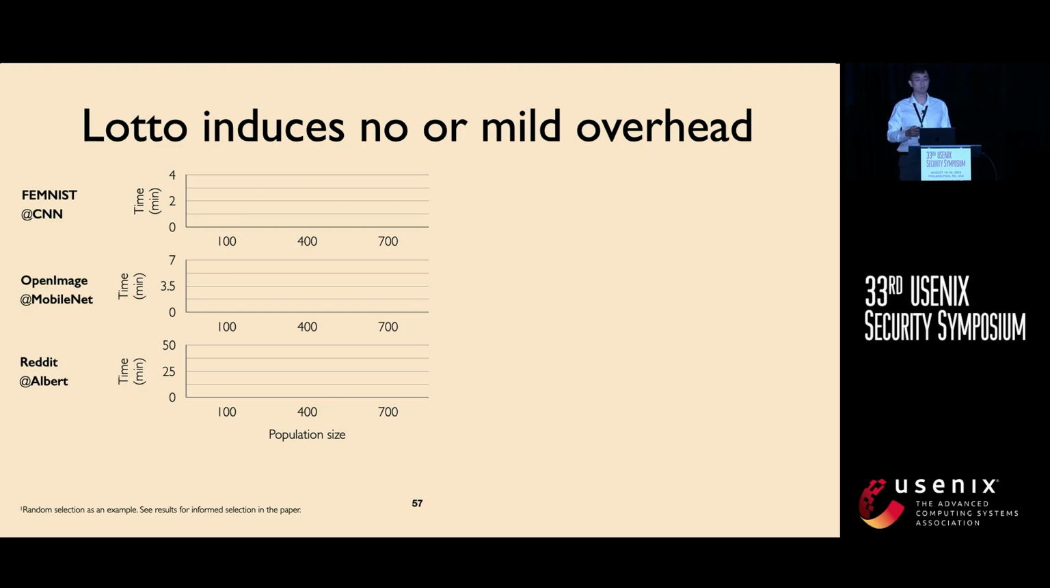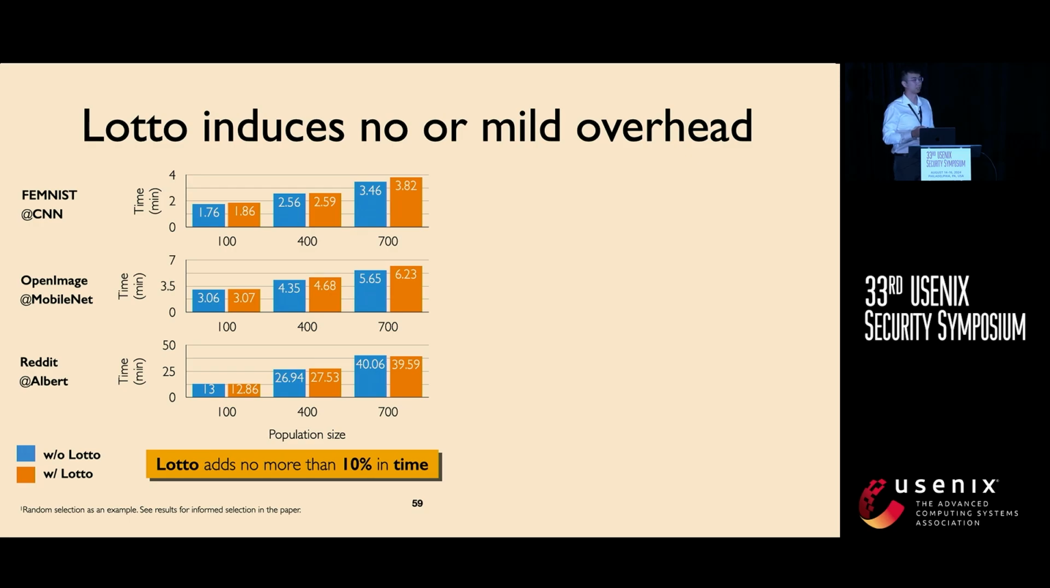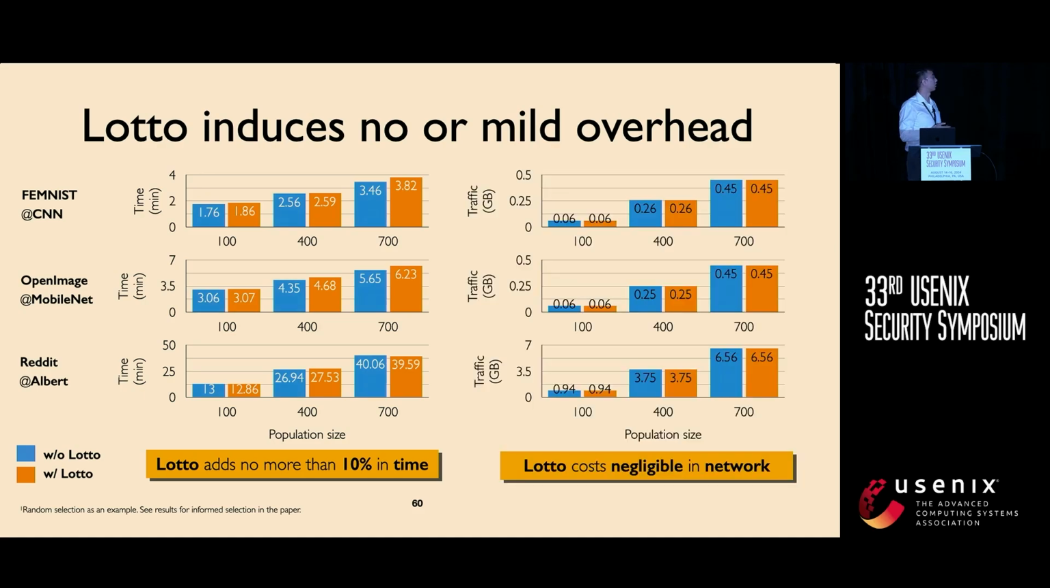To show this, we conduct some FL experiments over different FL testbeds and over different population scales. If you first take a look at the runtime performance, which is measured by the latency for each run, you see that Lotto's overhead is no more than 10%. And even better, if you take a look at the communication metric, which is measured by the network footprint induced for each run, the overhead is even negligible.